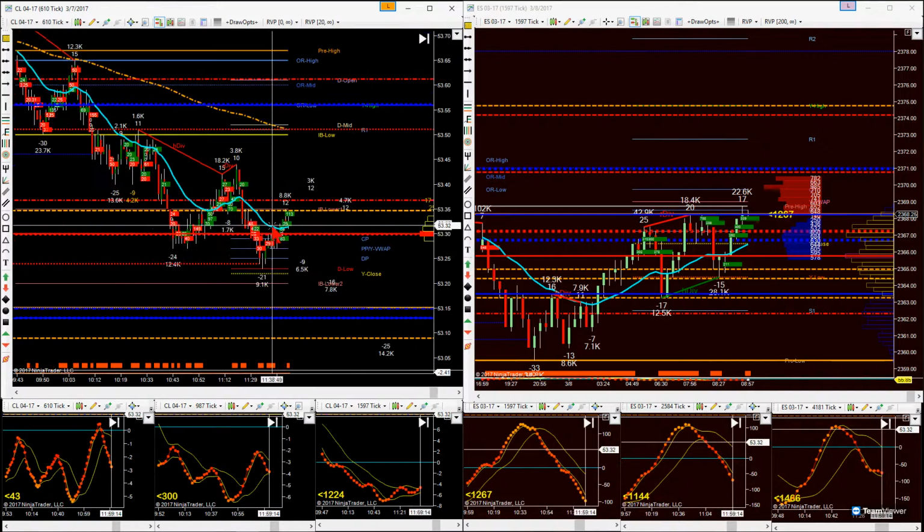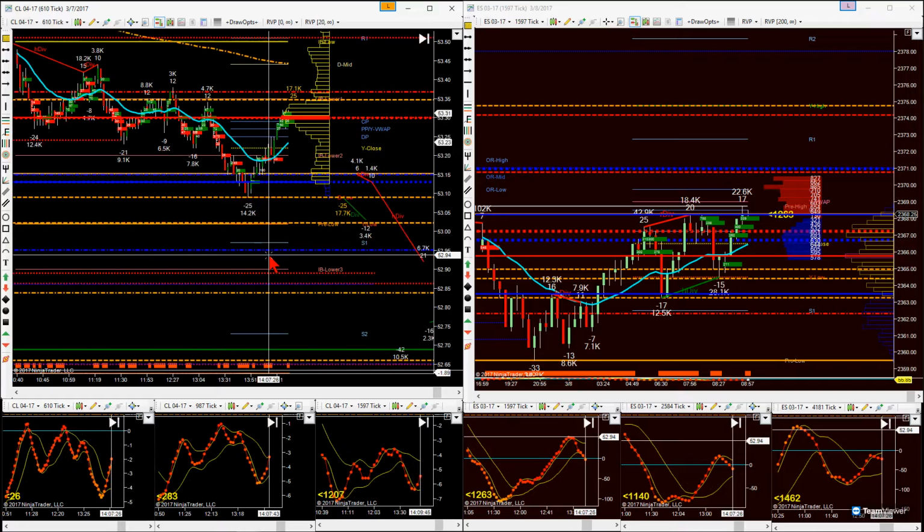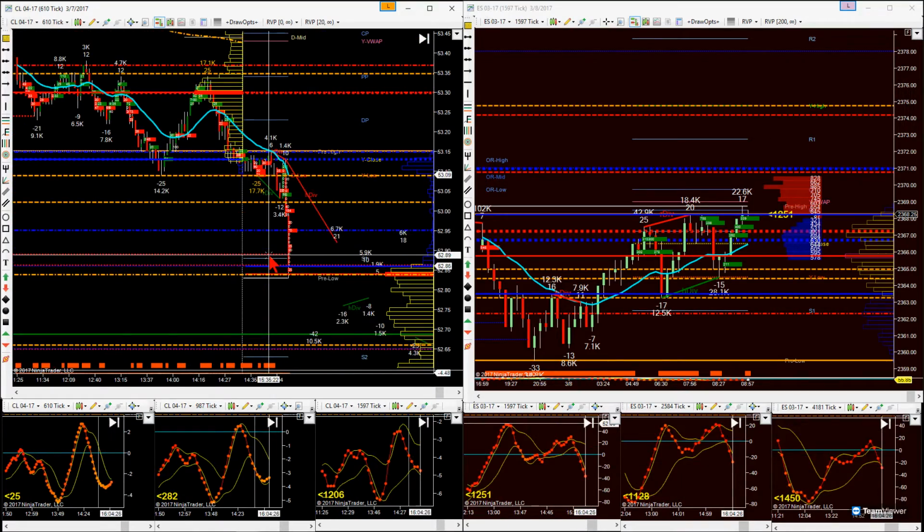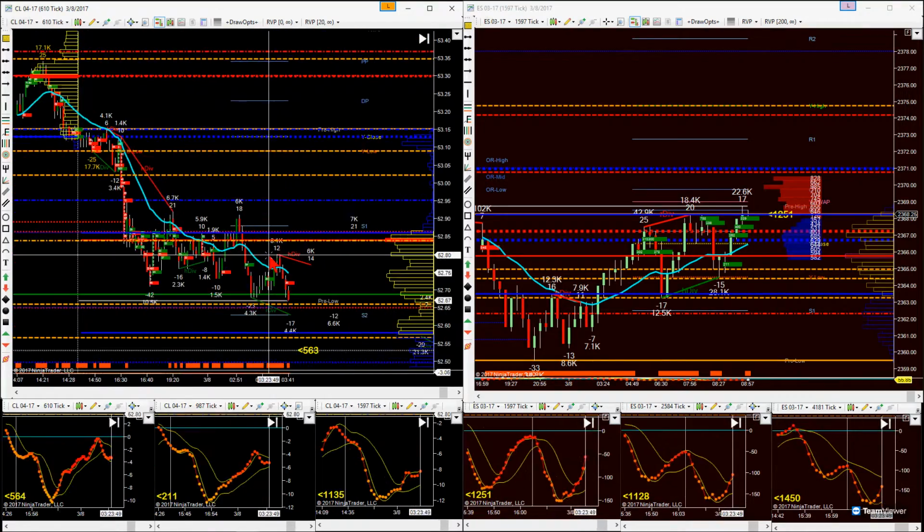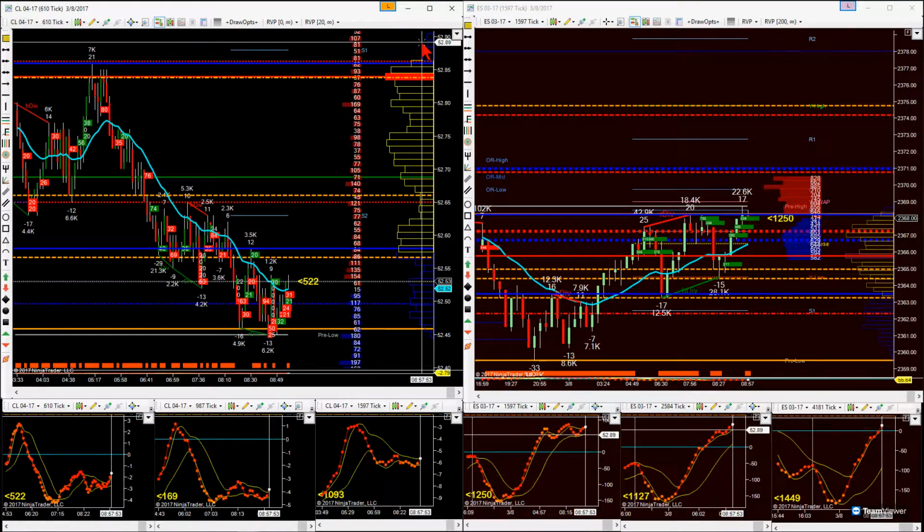Once we saw that hold as resistance, we had been of the belief that it's going to now start pushing down into lower distributions, and we see that's exactly what happened yesterday and overnight.